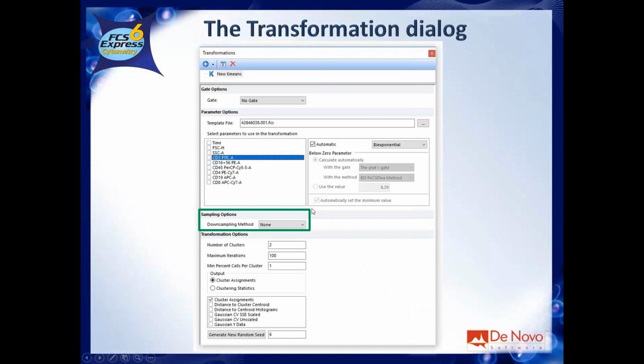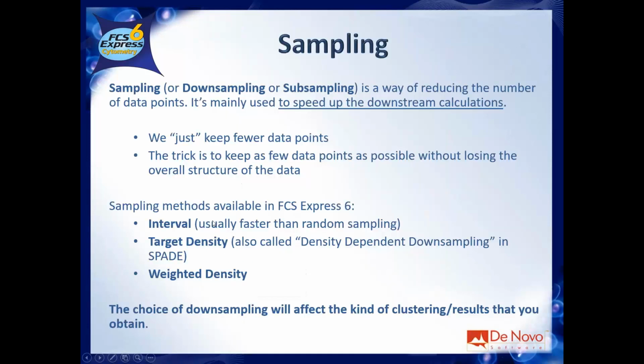The next topic that I want to present to you is the sampling. So you see here in all our transformations, either k-means or tSNE or SPADE, we have this sampling option. So why would you want to sample? Sampling, which is also called downsampling or subsampling, is a way of reducing the number of observations, and usually you want to do that to speed up the downstream calculation.